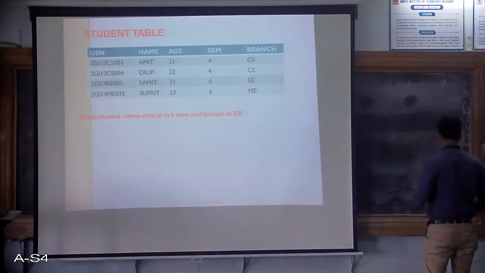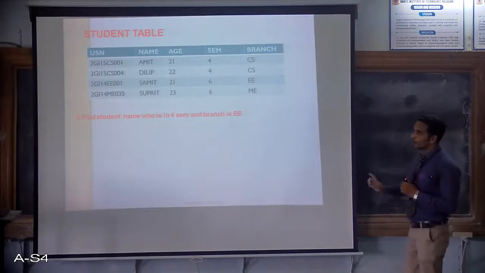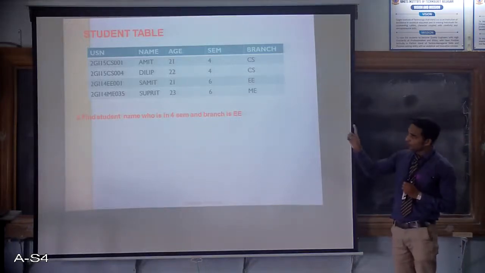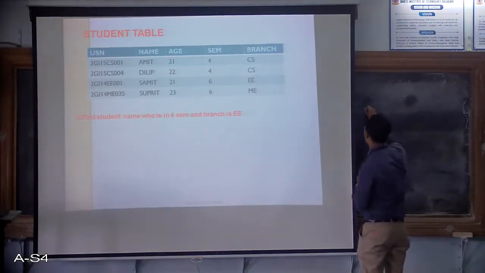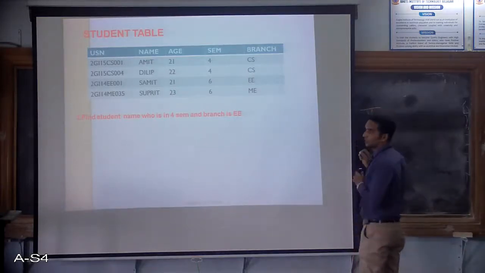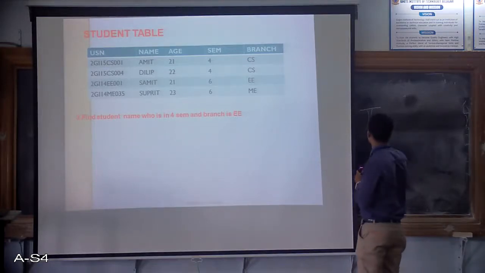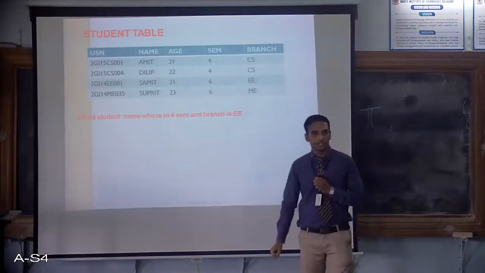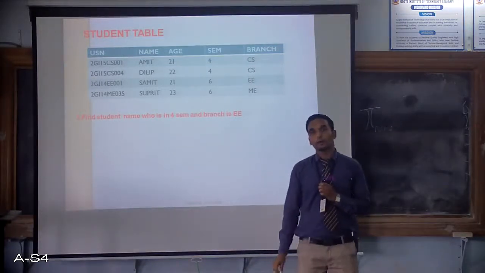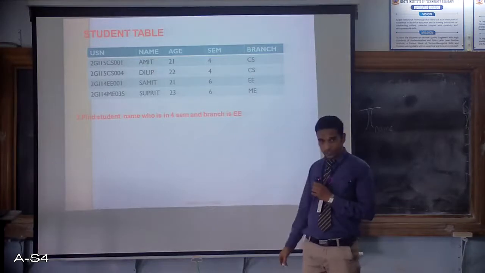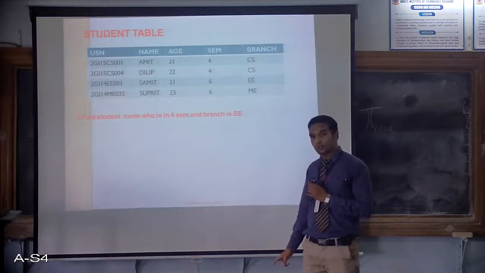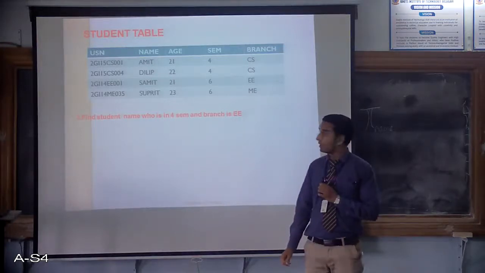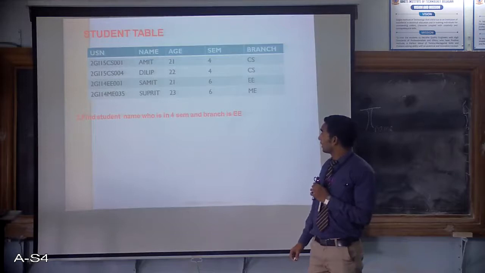What they want now? Find student name. So from all these 5 attributes, only name is to be displayed. So I'll write it as pi. What I want? Only name. So pi name. That means from the entire table only the name attribute is selected. Fine. But whose name I want to select? Of the students who belong to 4th sem and branch is electrical. Do we have anyone like that?